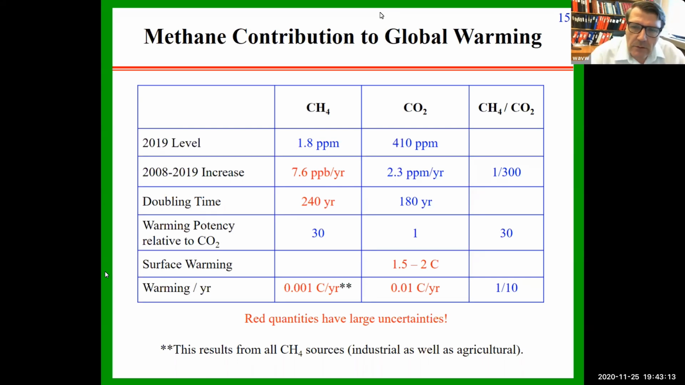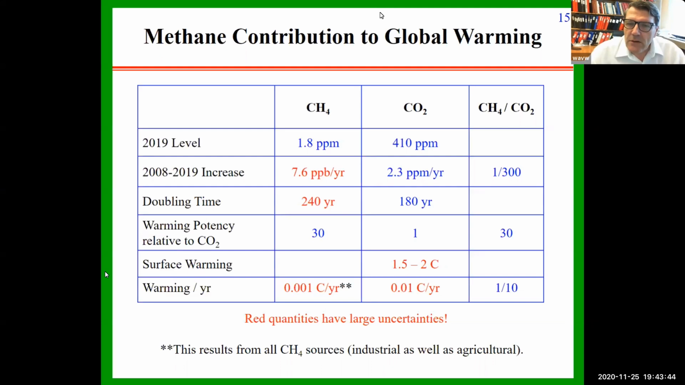For CO2, the measurements of the last 50 years show us pretty much a steady rise of about 2.3 parts per million per year. So the important point to remember is if I take this ratio, 2.3 parts per million per year divided by 7.6 parts per billion per year, we see that we're producing about 300 times more CO2 than methane molecules in the atmosphere each year.